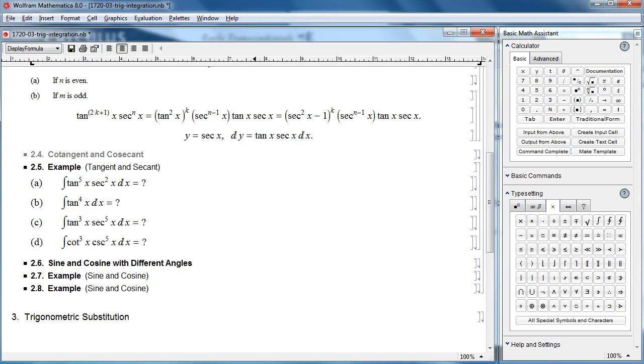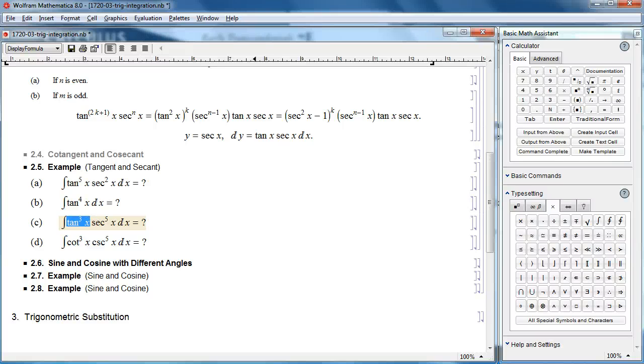Let's move on to one such problem here, I think. Problem C is a good one. Tangent to the third power times secant to the fifth power. This is an odd power, so we cannot use the easier case. Alright, let's settle for part B, when m is odd.